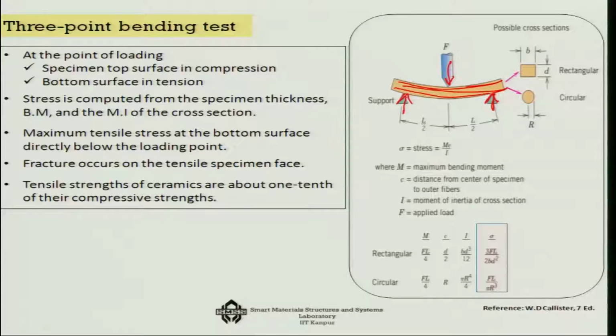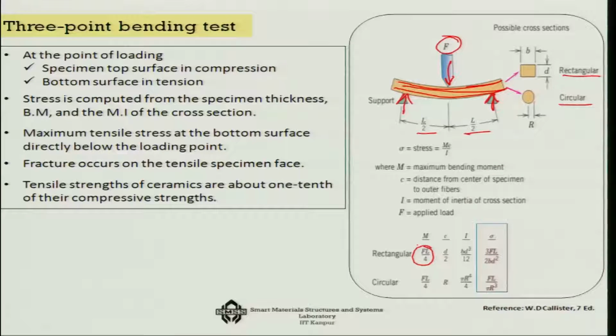Now, you can compute stress from the specimen thickness, bending moment, and moment of inertia. So, if it is of length L, then L by 2, L by 2, the load is exactly at the midpoint, and the sample geometry, suppose b over d for a rectangular cross section, or it can be a circular cross section depending on what you wish to choose. Now, if it is a rectangular cross section, then with this configuration and with the force applied F, the bending moment is FL by 4.